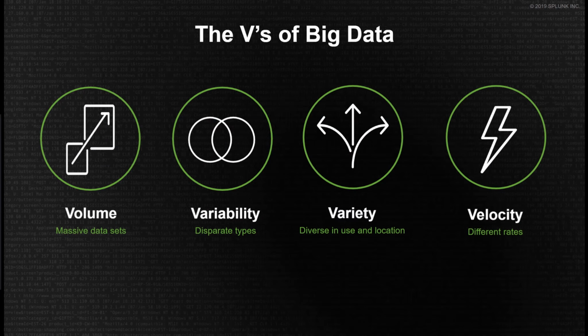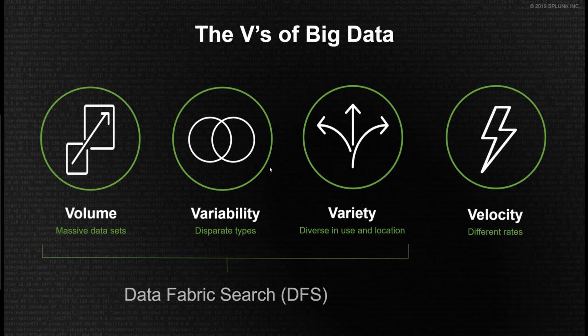You've most likely heard the various V's of big data: volume, variability, variety, and velocity. Organizations are generating massive amounts of data of disparate types, both structured and unstructured. And this data is very diverse in its use and location, and it's being generated at different rates, both streaming and batching. The focus of DFS is to address the first three V's.